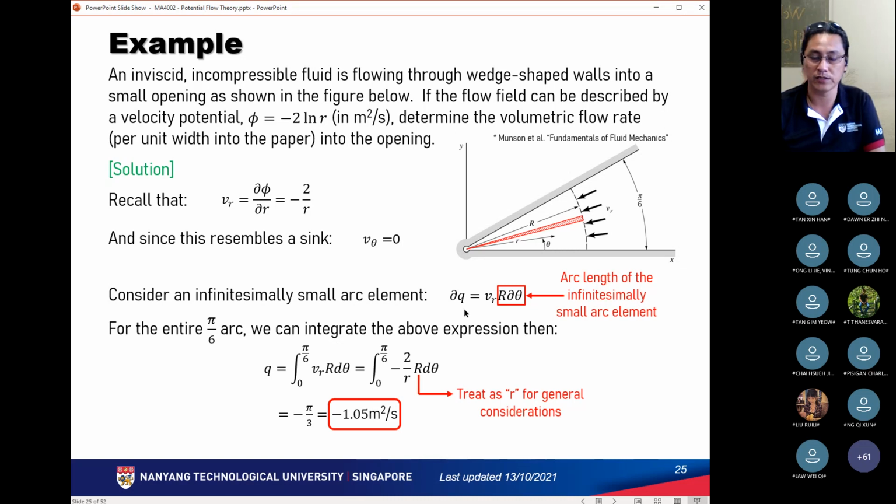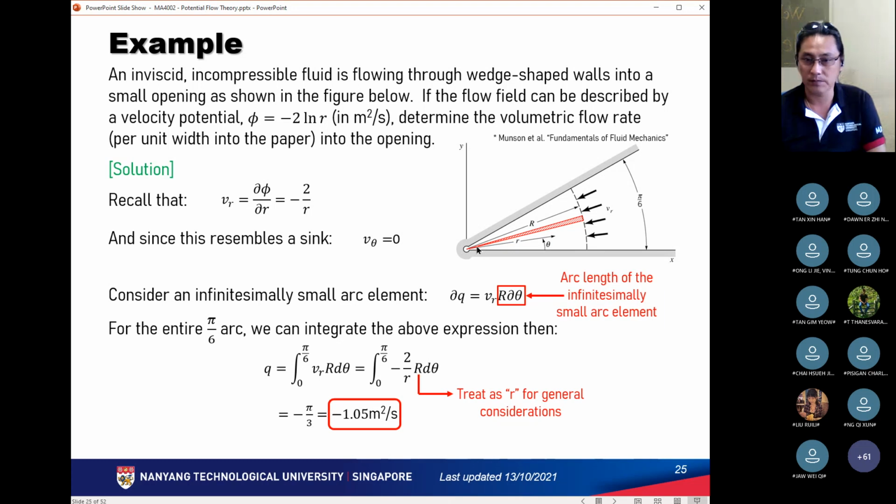All right, and surely this must be equal to dQ. But we're interested in finding out the flow rate throughout this whole pi over 6 arc. So if that's the case, we can take this expression and do an integration. We can re-express it to find the total Q, that means the total 2D volumetric flow rate. Q is nothing but the integral of V_r r dθ with the limits of integration from 0 to pi over 6. R in this case is capital R.